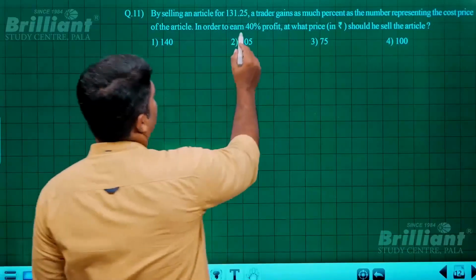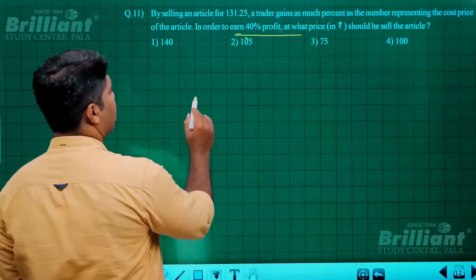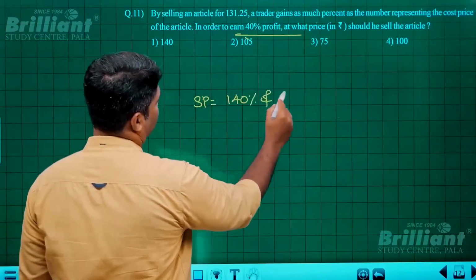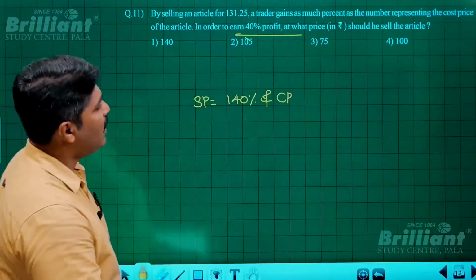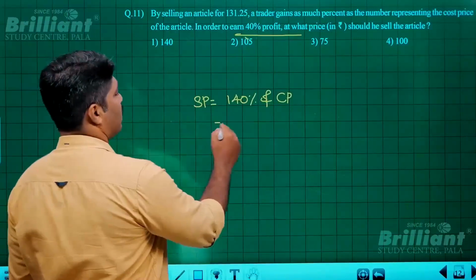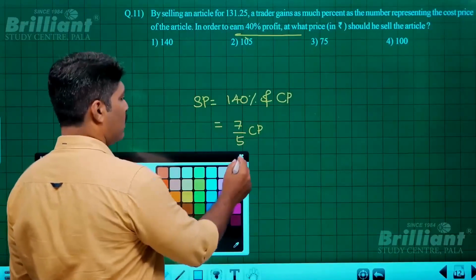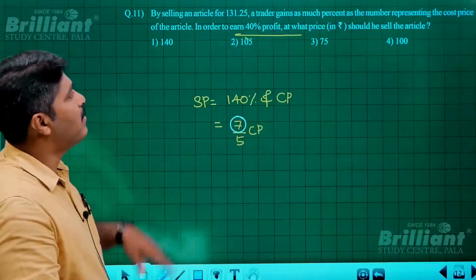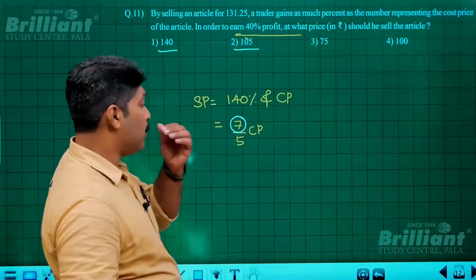So in order to earn 40% profit, the selling price is 140% of the cost price, right? So what's the inference there? 140% of a quantity means that value should be a multiple of 7. So 140% means 7 by 5 of cost price. Our focus should be on this 7. Our answer should be a multiple of 7. Look at the options. How many of them are multiples of 7? Here we have two options, 140 and 105.